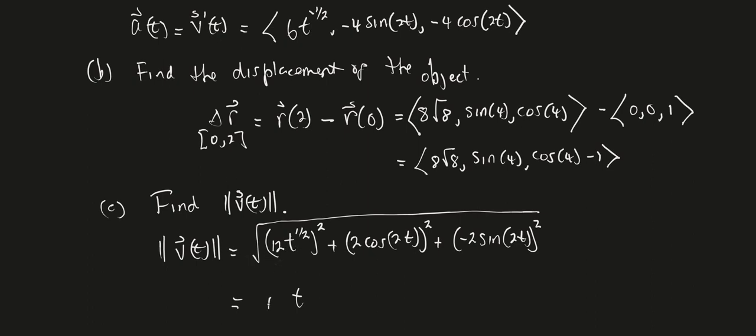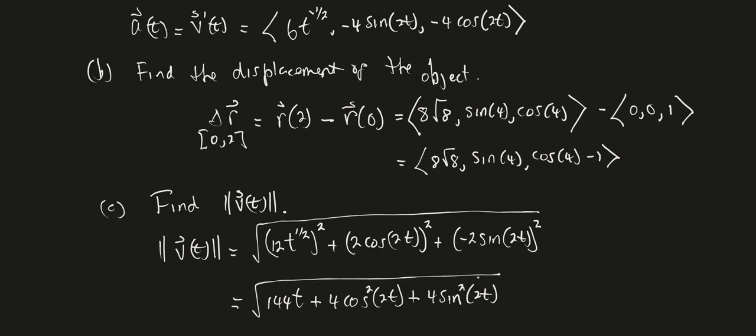So we have 144t plus... So squaring this gives me 4 cosine squared of 2t, plus squaring this gives me 4 sine squared of 2t. And again, that's all under the square root.